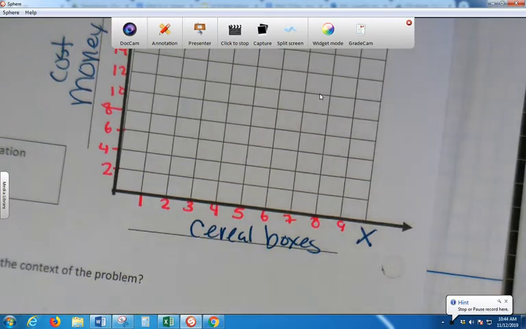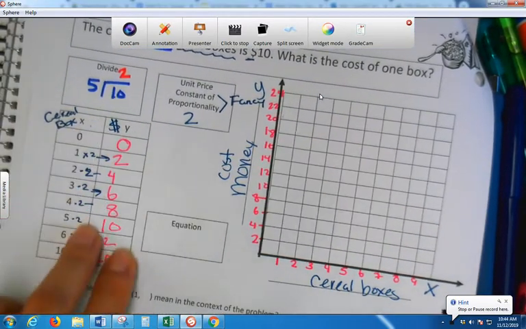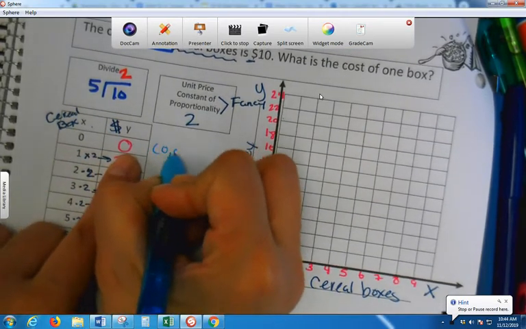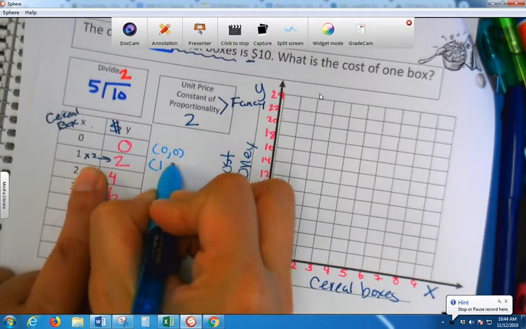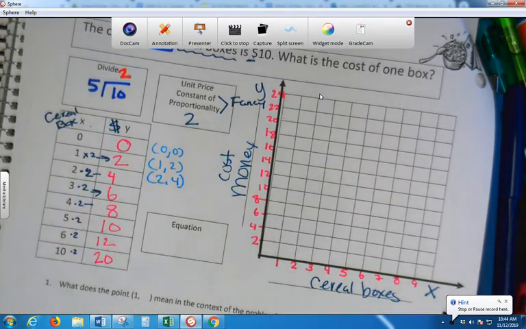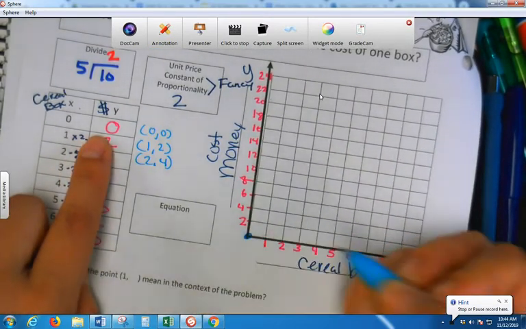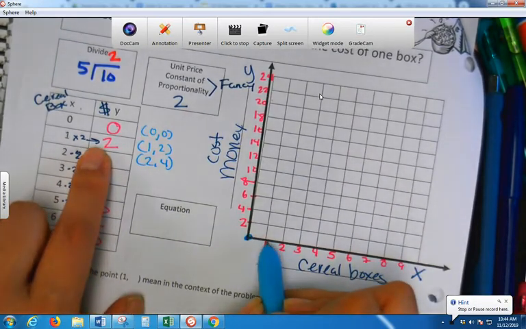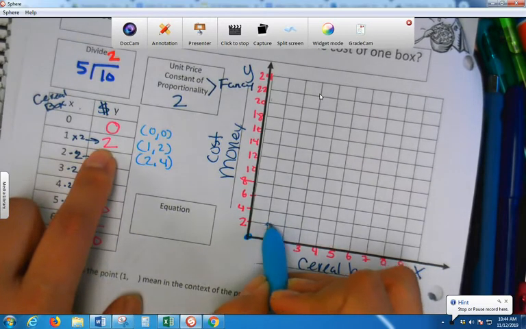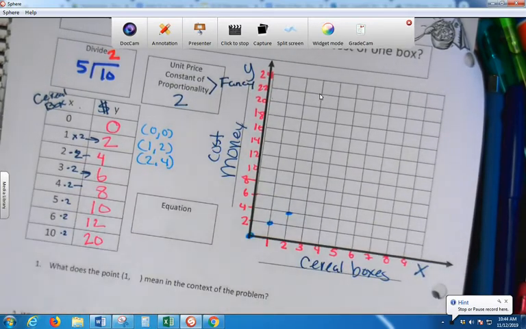Now we're going to graph. What are we going to graph? The chart, the table over here. These are your ordered pairs. You don't have to write this down: 0, 0. This is 1, 2. This is 2, 4. So these are your ordered pairs. These are your dots. So 0, 0. 1, 2. 1 over. And then we usually go up 2 lines, but each line is 2, so I just have to go up 1. 2, 4. Keep going.